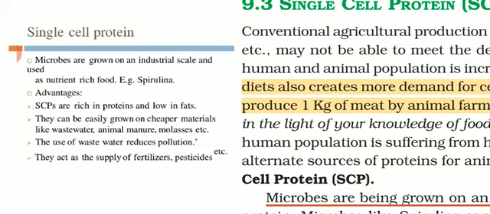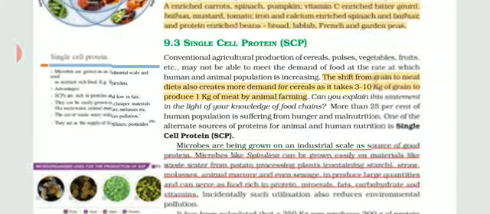Next, the use of wastewater reduces pollution. So water pollution will be reduced, and it acts as a supply of fertilizers as well as pesticides. So this was the main idea of single cell protein.